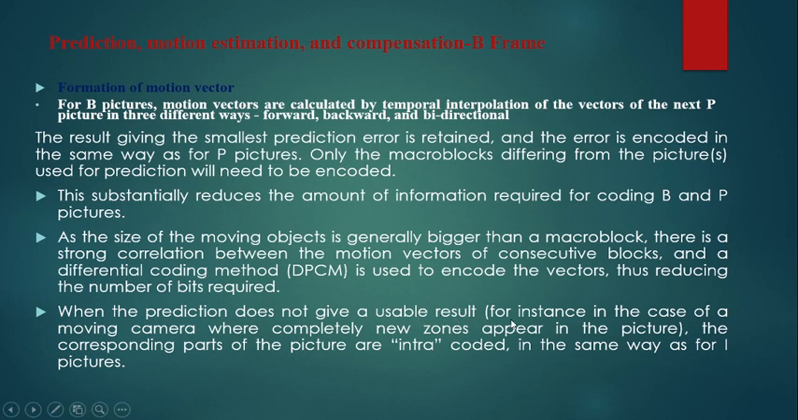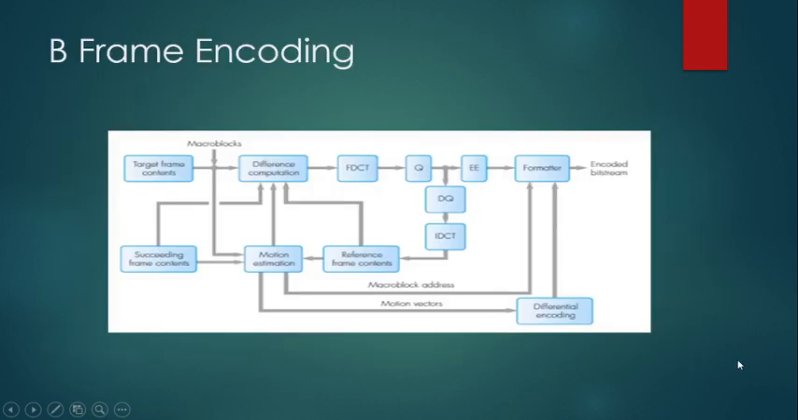For example, if we are comparing the two frames and completely everything has gone out of order, that is in the case of a moving camera, completely new zones are appearing, so we cannot predict anything. So in that case, we will go again for intra coding, that is, we will be coding in the same way as that of the I frames. So this is a figure for the B frame encoding.